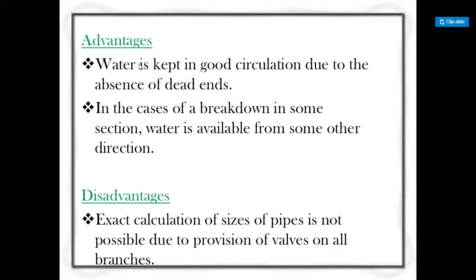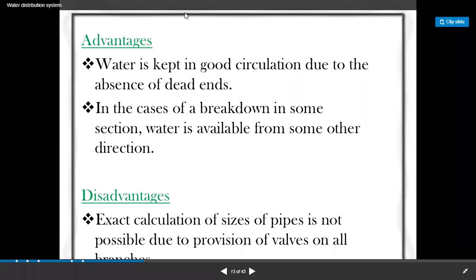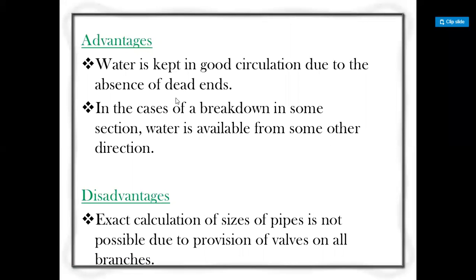Water is kept in good circulation due to the absence of dead ends. There is no dead end in this gridiron system, hence water is kept in good circulation. Then in case of breakdown in some section, water is available from some other direction. That is, when there is a breakdown in any section, water is provided from the other direction or from the other branch.